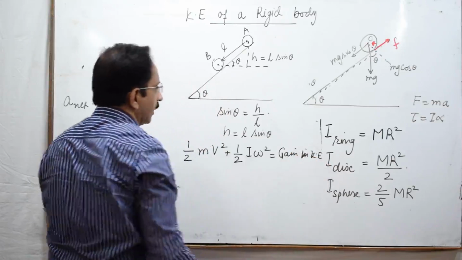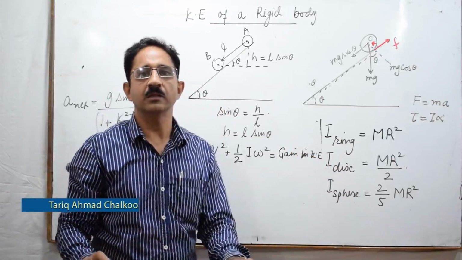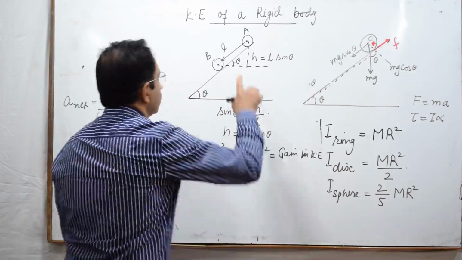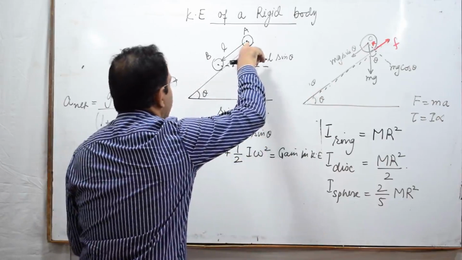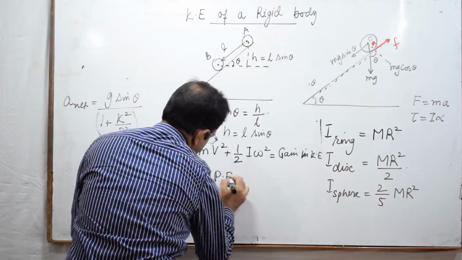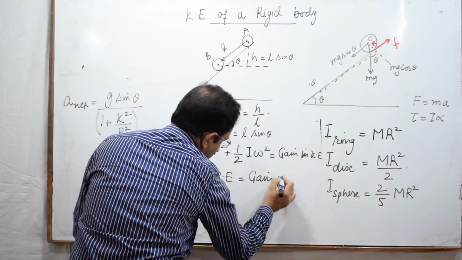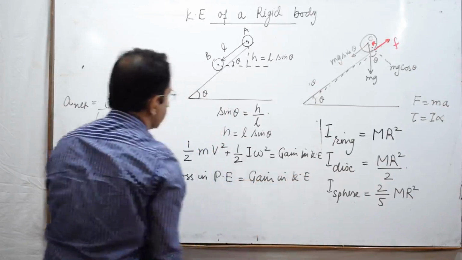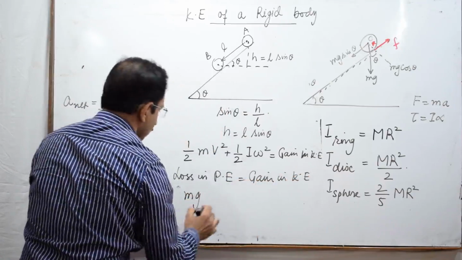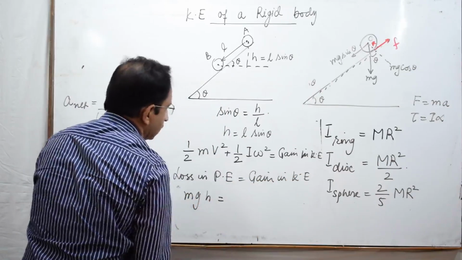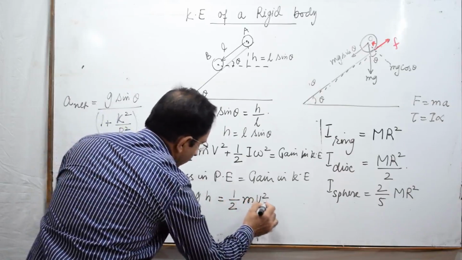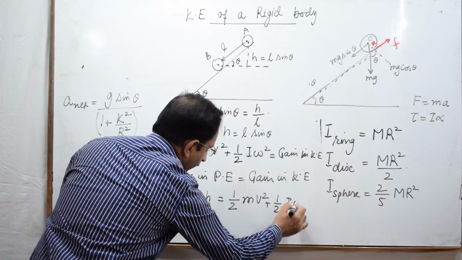Now this gain in kinetic energy must be equal to the loss in potential energy. And what is the loss in potential energy? You will agree with me, it is equal to mgh. So loss in potential energy is equal to gain in kinetic energy. Loss in potential energy is m, the mass of the body, into g into h, and h will be l sin theta. And the gain in kinetic energy is 1 by 2 m v square plus 1 by 2 I omega square.